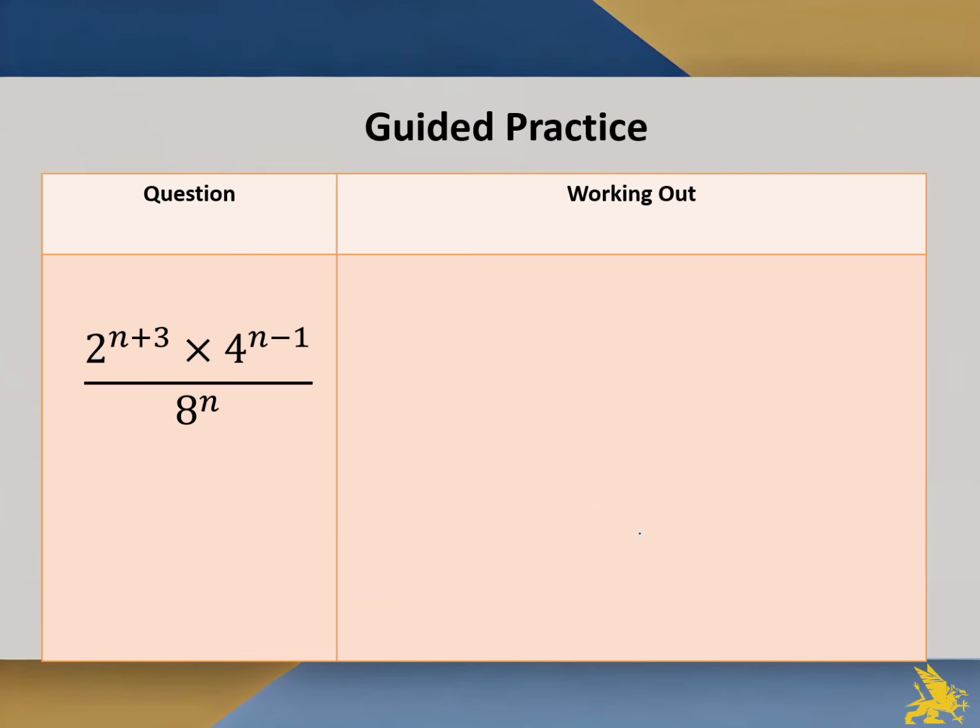Okay, let's have a go. So if I've got 2 to the power of n plus 3 times 4 to the power of n take away 1, then I've got 8 to the power of n. So straight away, I'm wanting to get them down to be the same base, which will be a 2. So to get 4 down, 4 is the same as 2 squared, and 8 is the same as 2 times 2 times 2, 2 cubed.